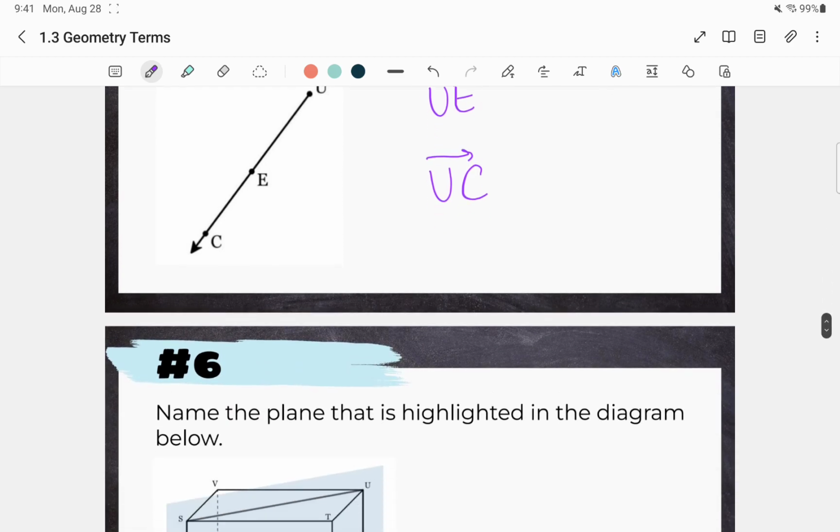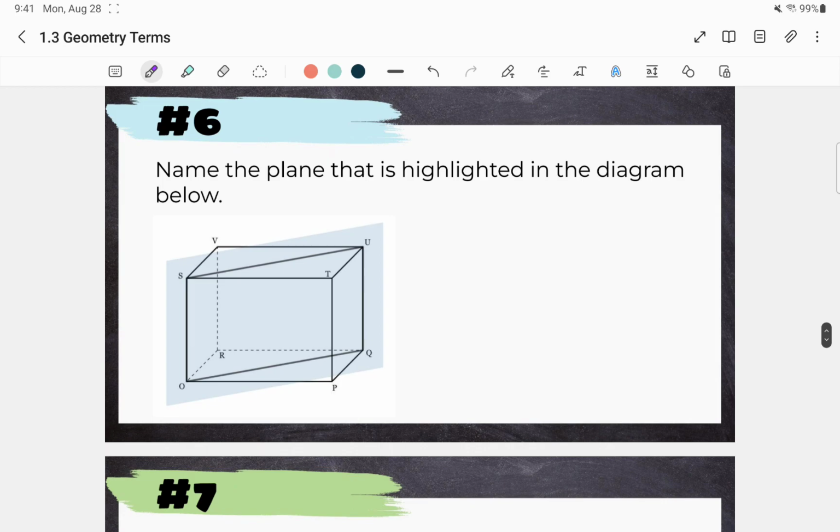All right, and then number 6, we're going to name this plane. Now, if it's diagonal here, just be careful to know it's highlighting that diagonal plane in there. So we're going to use S, O, and U. See how it might look like it's highlighted, but T is not on that plane. They're highlighting the diagonal one. So you can't use T, V, R, or P. You could have used Q though. So like O, U, Q could have been another answer.